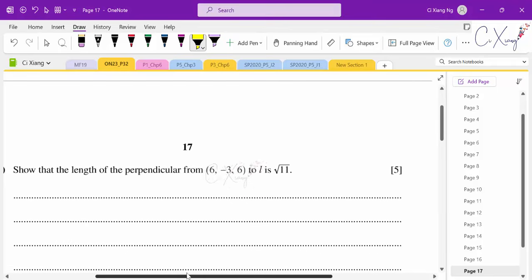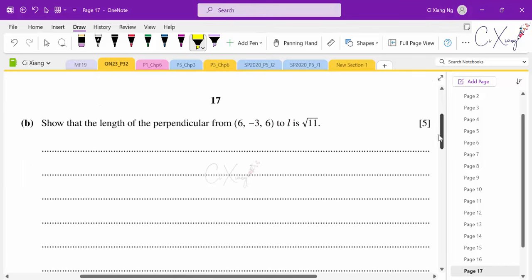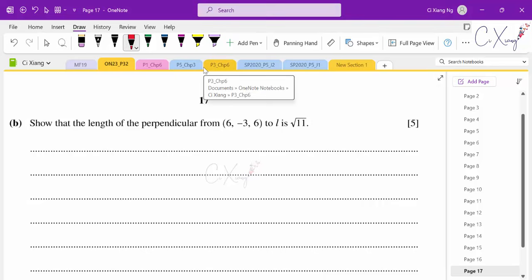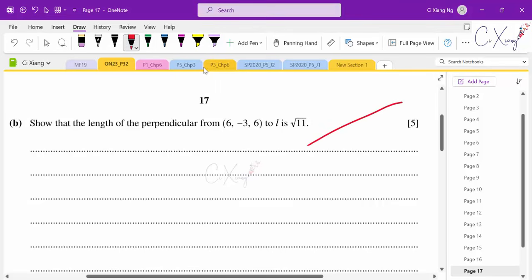For part B, they want you to show that the length of the perpendicular from this point to L is square root 11. What does it mean? Let's say you're having the line L here. This is the line L. I'm having a point, and this point is (6, -3, 6). The perpendicular distance means from the point to the line at 90 degrees. This particular distance is square root 11, so they want to prove that the length here is square root 11.